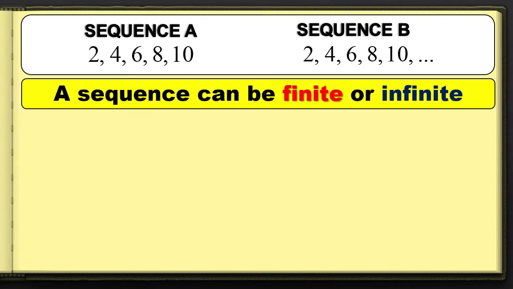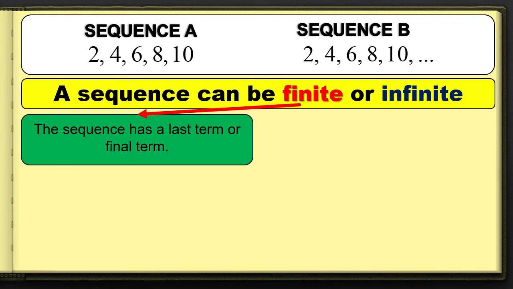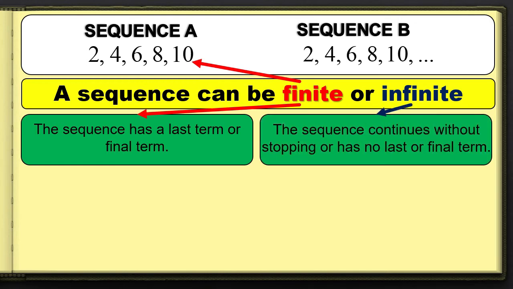A sequence can be finite or infinite. A finite sequence has a last term or final term, katulad ng halimbawa natin sa sequence A. An infinite sequence continues without stopping, as suggested by the ellipsis at the end. Ang sequence B kanina ay halimbawa nito.